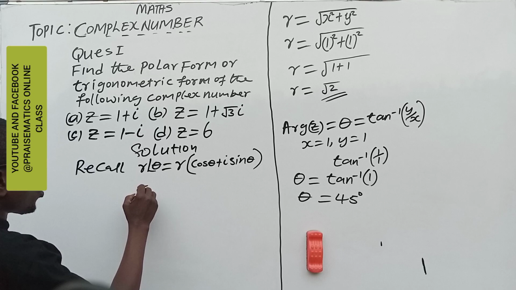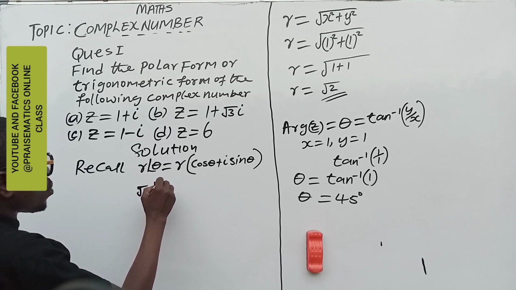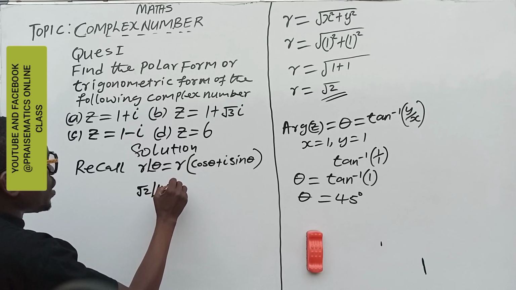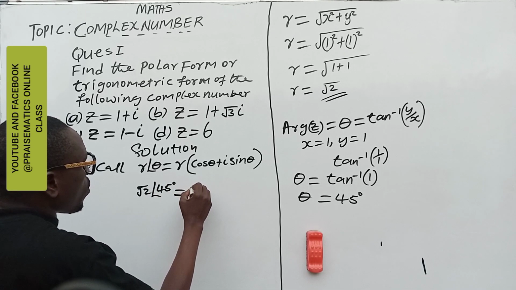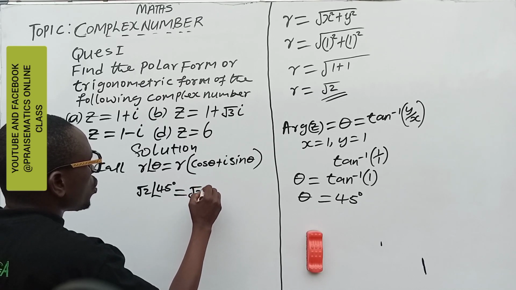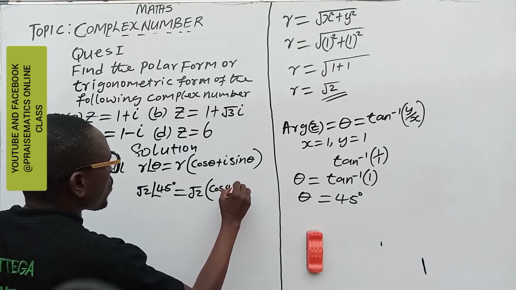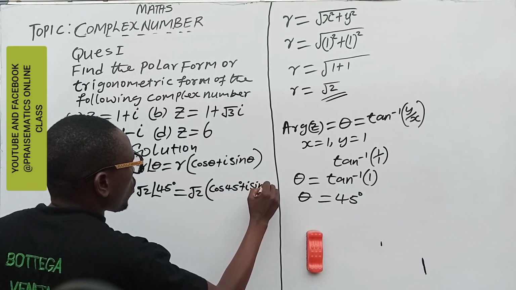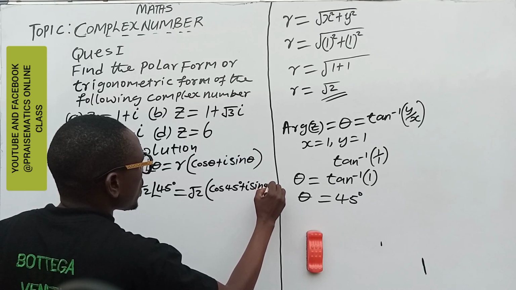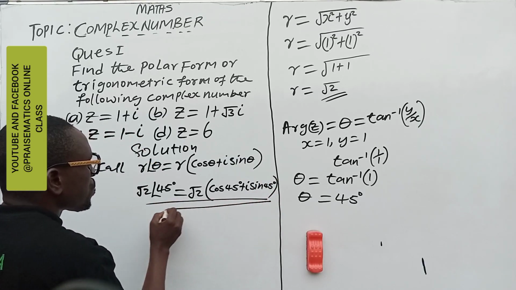r is square root of 2, into theta is 45 degrees. So this is equal to square root of 2 into cos 45 degrees plus i sin 45 degrees. And that is our answer.